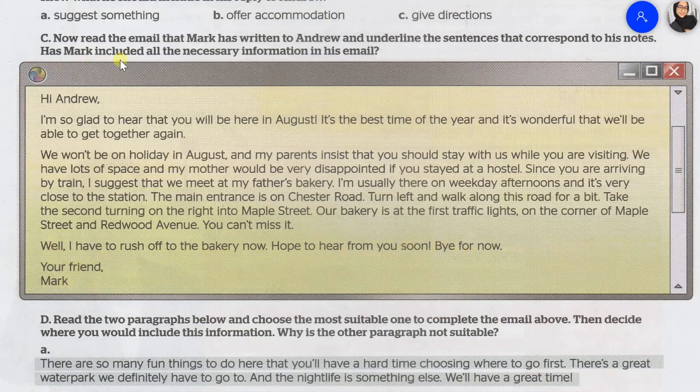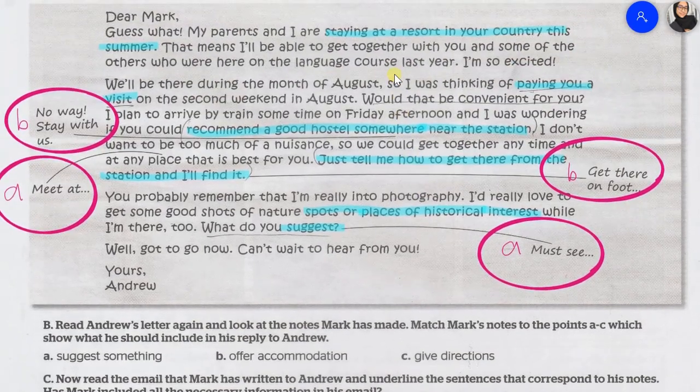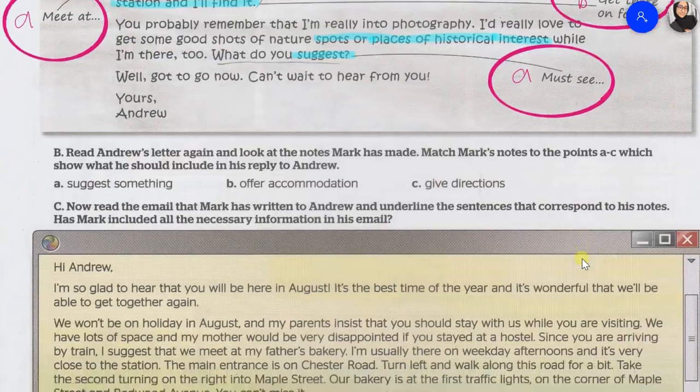So has Mark included all the necessary information in his email? So what are those 4 necessary information? First one, a place to stay, where to meet, how to get there on foot, and then what is the suggestion that Andrew must see.